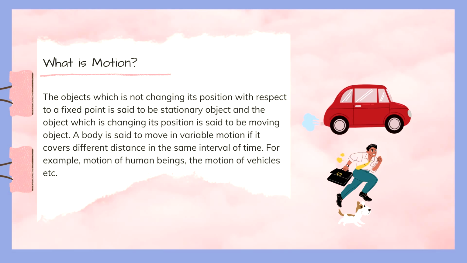A body is said to move in variable motion if it covers different distance in the same interval of time. For example, motion of human beings, the motion of vehicle, and etc.